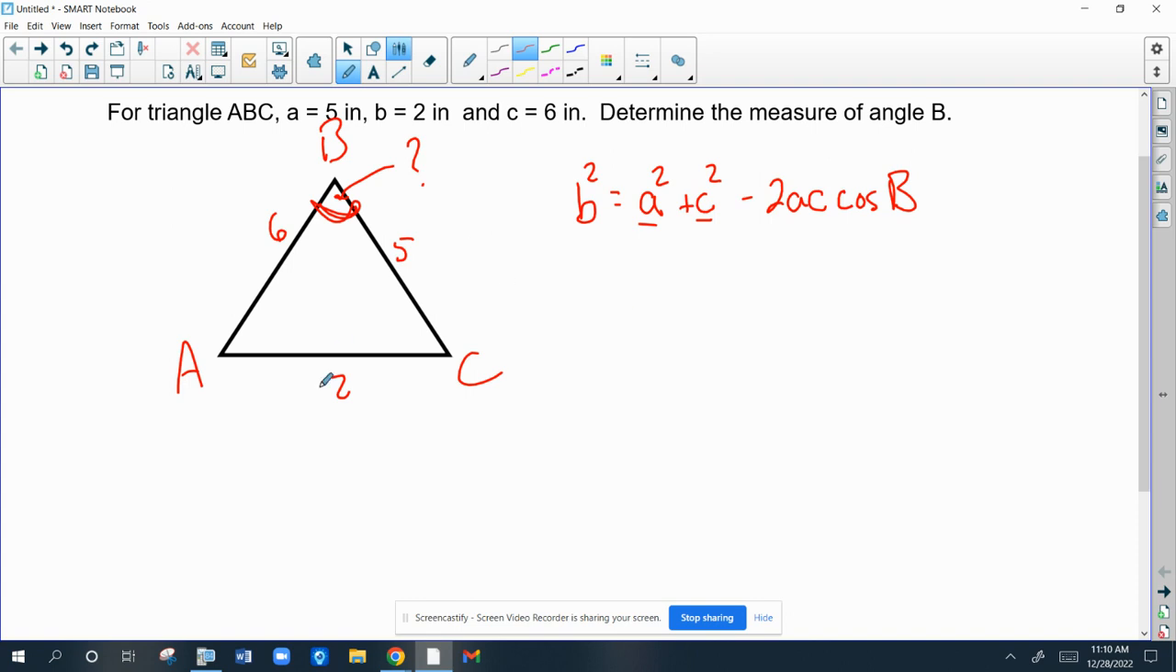Let's fill in the blanks first. We have B squared, which is 2 squared or 4, equals A squared, which is 5 squared or 25, plus C squared, which is 6 squared or 36, minus 2 times A times C cosine of B. Now, we have a lot of work to do here.